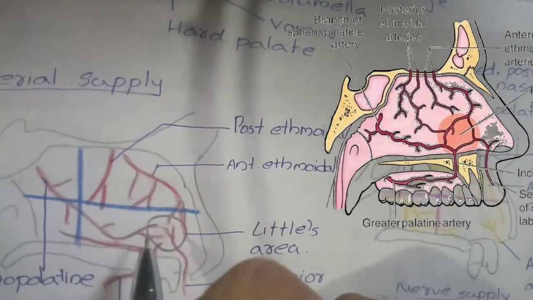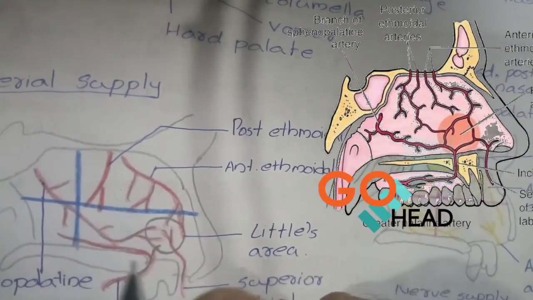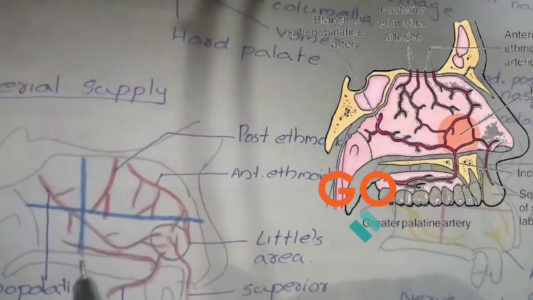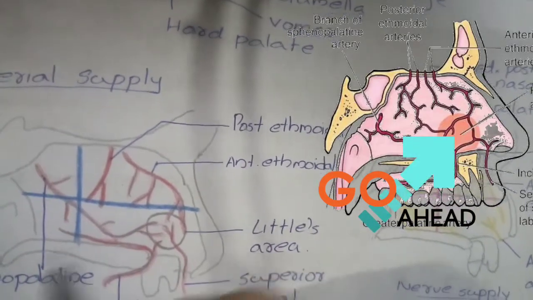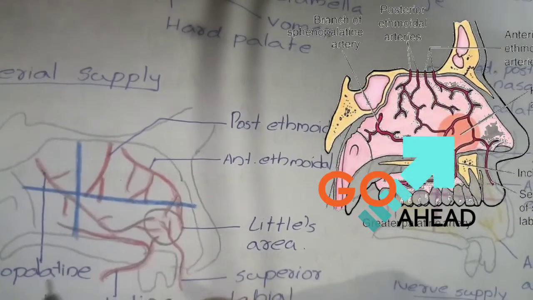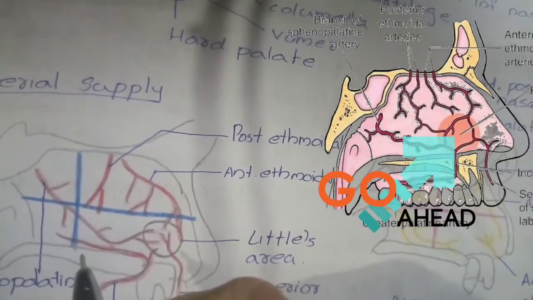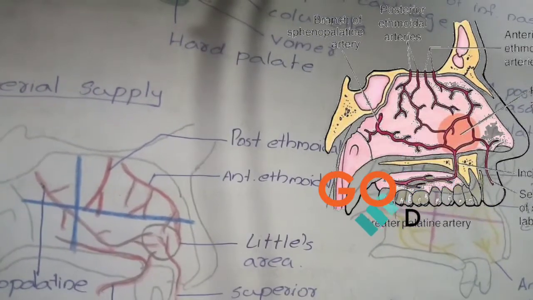In the anterior inferior area, there's an area known as Little's area, and in this area we can see anastomosis between all the branches of these arteries. So this area has much importance because it is the common site of bleeding from the nose, or epistaxis.